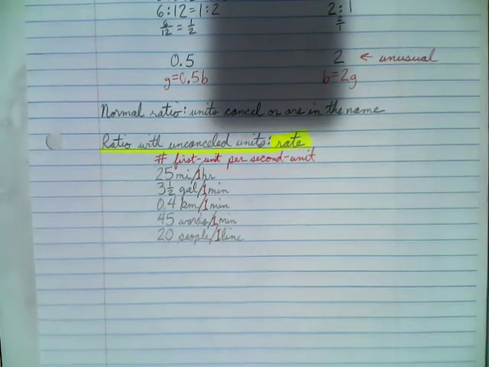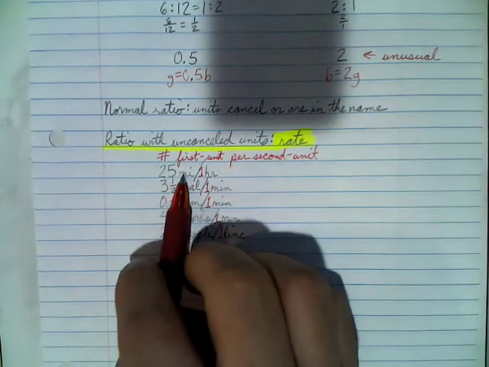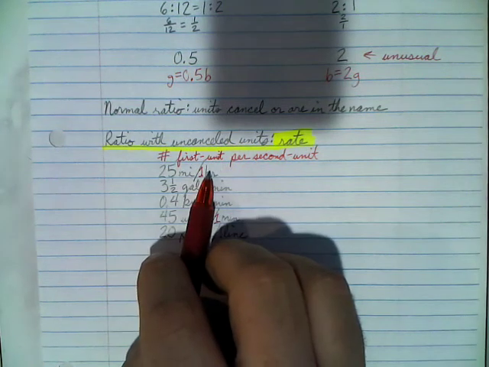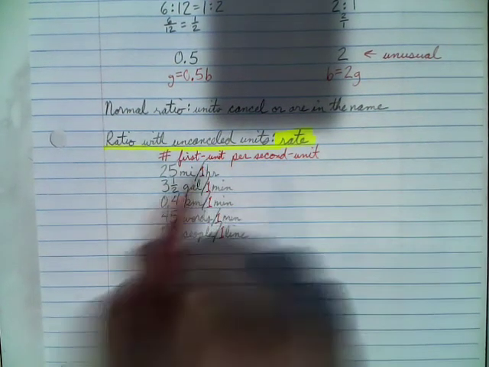You're not going to see per, it's not going to say 25 miles per 2 hours. That's not something we do. That is not something that we do.